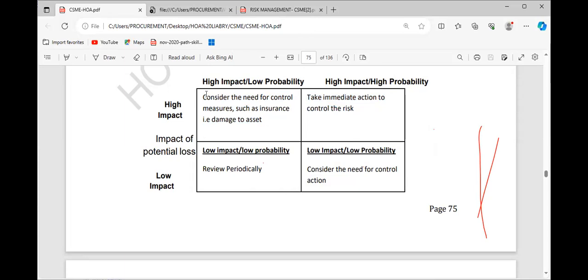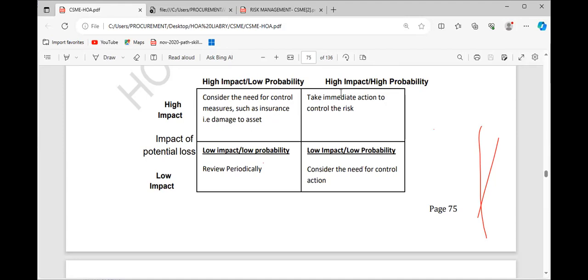Under high impact and low probability, consider the need for control measures such as insurance, and damage, that is damage to assets. What we're saying is that if this risk happens, it's going to have high impact. It's going to damage a lot of things, but the probability of happening is very, very low. That is what that aspect is saying.